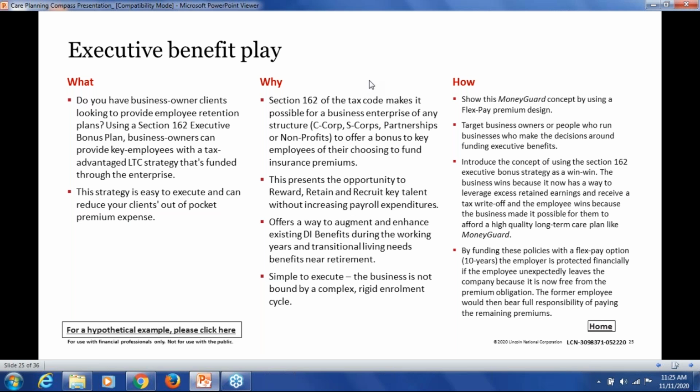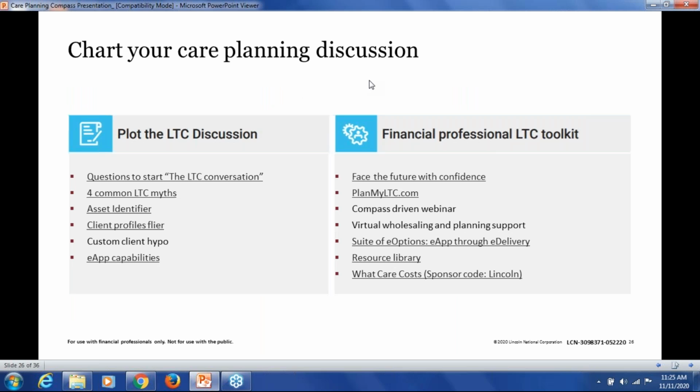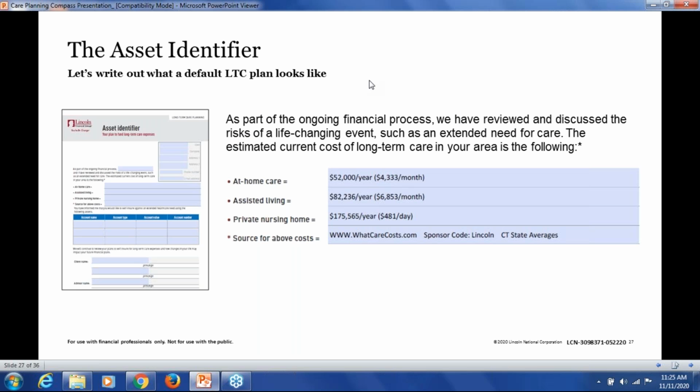In fact, you might even want to position this as a way to enhance disability benefits for key employees that are getting close to retirement, where disability isn't so much of a concern, but long-term care really is. So those are the 13 strategies, and I actually came across what I would call the 14th strategy, and it is off of this piece right here from Lincoln Financial. In fact, I featured this in a webinar I did a month ago, and I really think this could have been strategy number 14. So here's the bonus strategy with this piece from Lincoln.